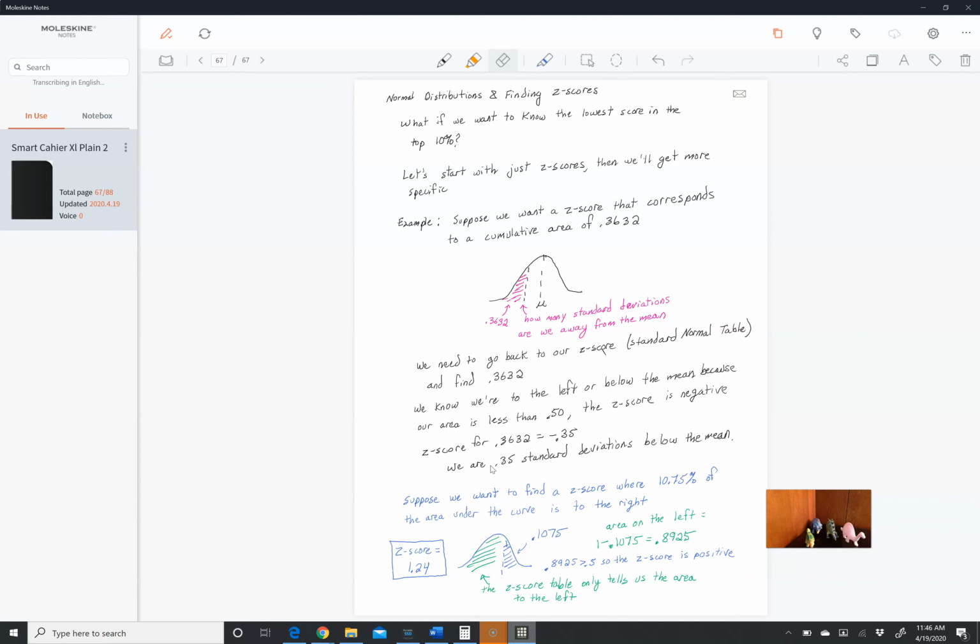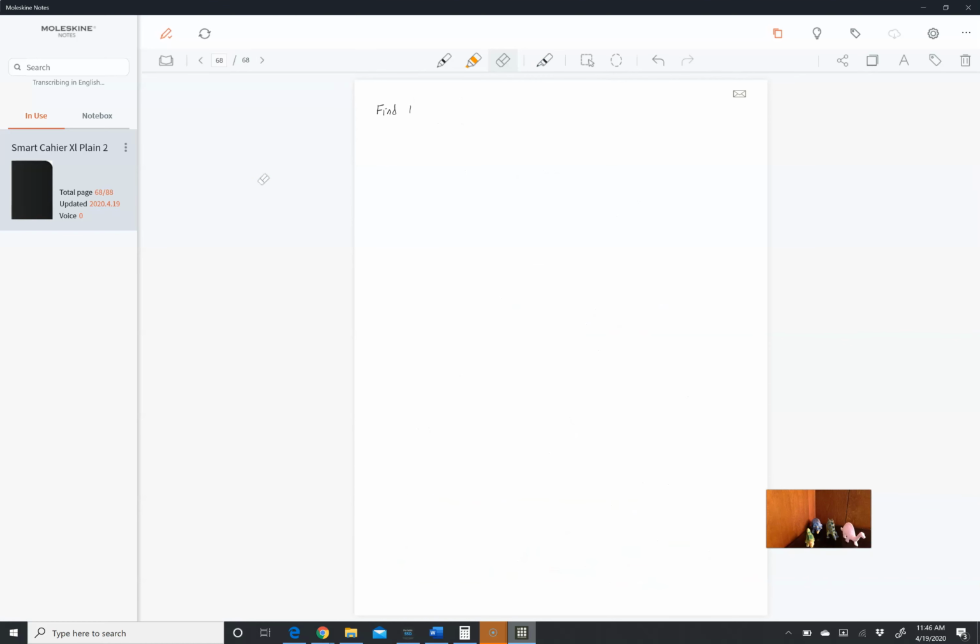So let's find the z-score with 96.16% of the area to the right.